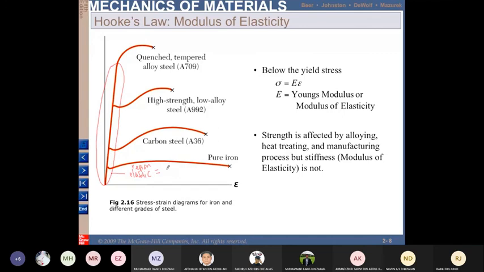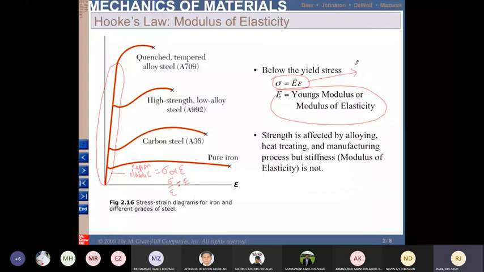Stress over strain is equal to the elastic modulus. When we divide stress over strain, we will get one value, and that value is known as elastic modulus or Young modulus. So stress over strain is equal to E, or stress equals E times epsilon. Okay, do you understand?